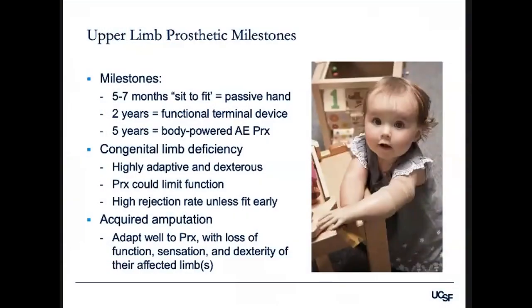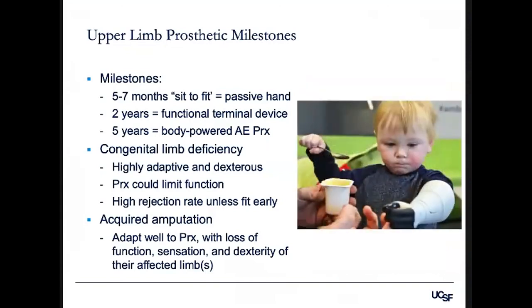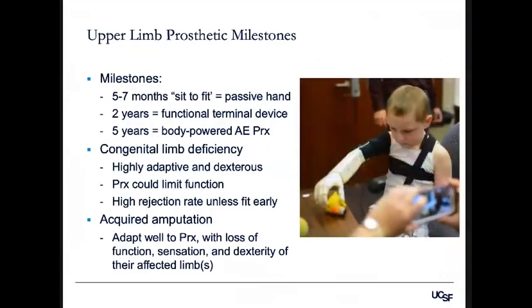So with regard to upper limb milestones, sitting balance has ultimately been the traditional determinant for early fitting of a child with their first upper limb prosthesis. Typically, a passive hand is provided at this stage. In theory, the child will adapt to wearing the prosthesis so that by age 2, they're more amenable to learning how to operate a functional terminal device. And then by age 5, most children will be coordinated enough to control a body-powered above elbow prosthesis.